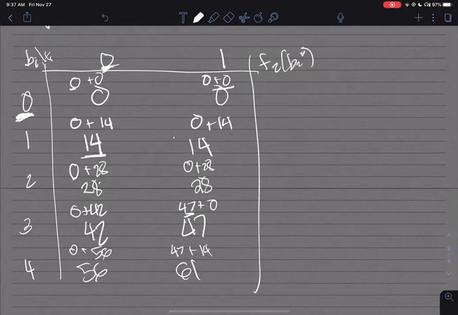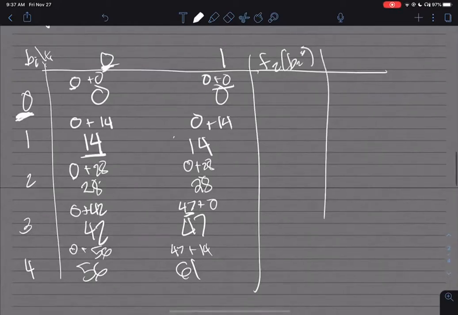Now, let's go to F2, B2 star. Sorry, X pala to. X2 star. X2 star. Okay.